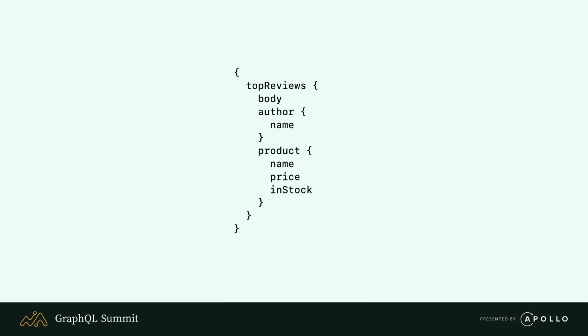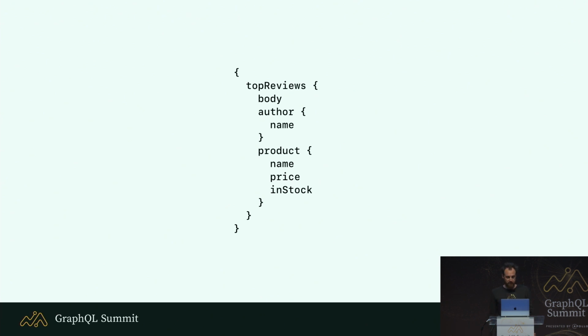And maybe we should just start by reminding ourselves how lucky we are that we get to use GraphQL, that we get to write a query like this. Imagine you're writing a front end for an e-commerce site. You have a page where you want to show the top reviews for products. You want to show who wrote the review, and you want to include some information about the product, the name, the price, and you also want to know whether the product is currently in stock. This is what you need, and this is what you write.